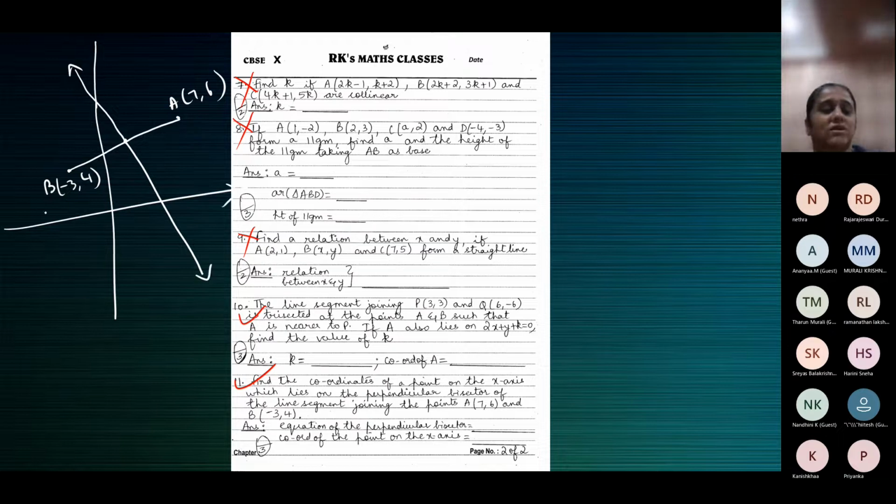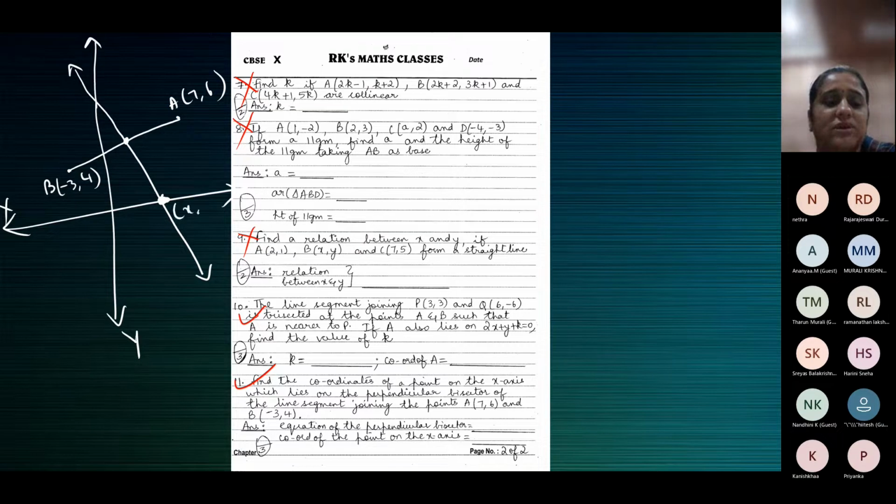This is the x-axis. This is the y-axis. And this is the perpendicular bisector of the line segment AB. Now, you need to find the coordinates of a point on the x-axis which lies on the perpendicular bisector. So see, this is the point on the x-axis which lies on the perpendicular bisector. You need to find the coordinates of this point.